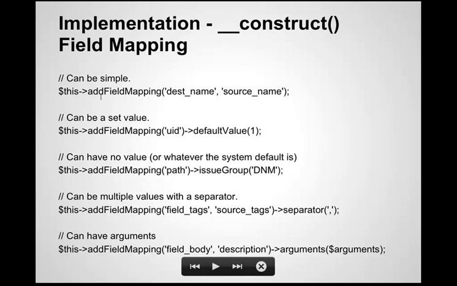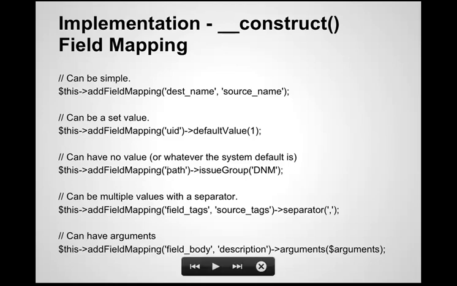It can be a set value. So, if I had a user ID and I wanted everything that's coming into the system to be user ID 1, then I could have add field mapping for UID and let it have a default value of 1 in that case. You can also do add field mapping path, and I have issue group DNM, and what that's letting it know is that this is something that's not getting migrated from whatever's coming in. So just fill it in with whatever default value would provide for it anyways.